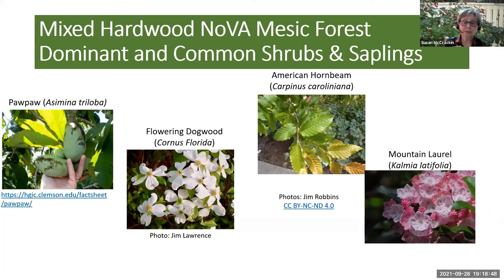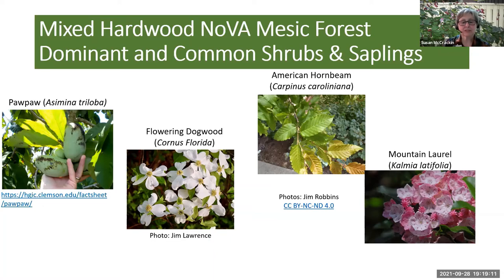The American hornbeam is another tall understory tree growing up to 30 feet, kind of like the pawpaw. At one time, the wood of this particular tree was used to make bowls, handles, and, this will give you an idea of how long ago this was done, ox yokes. Today, unfortunately, it's too scarce to be used for real commercial use.